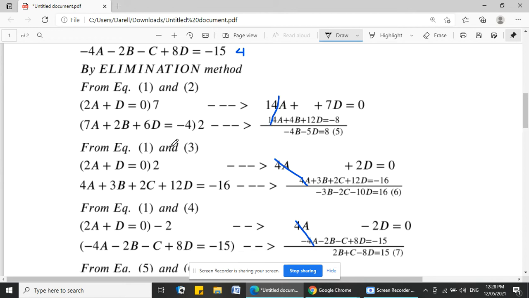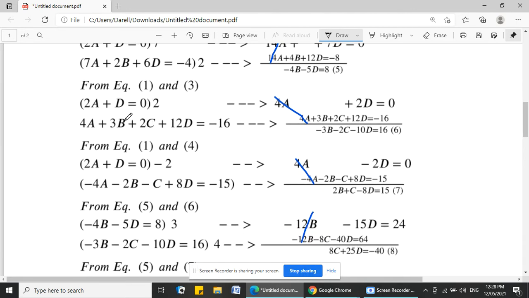This is equation 5. Now, from equations 1 and 3, we get 2A plus D is equal to 0 and 4A plus 3B plus 2C plus 12D is equal to negative 16. To cancel A, I multiply equation 1 by 2, and subtract it from equation 3.